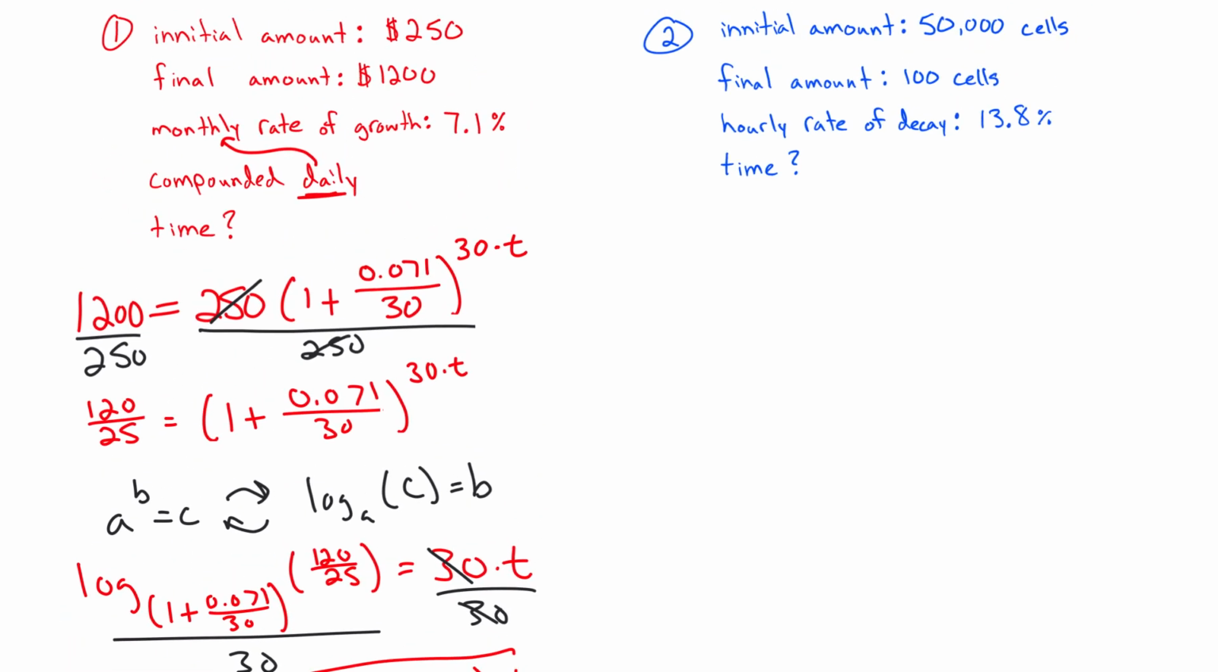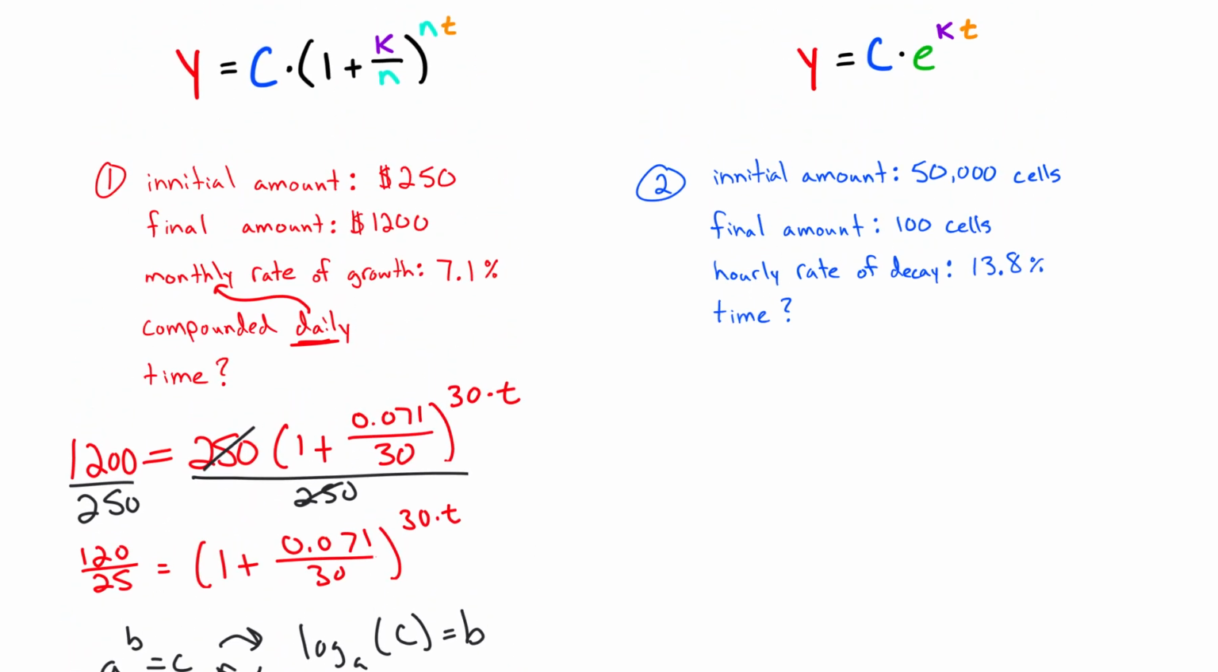Problem number 2 is slightly different. I will tell you right now, continuous growth problems are so much easier. You're still going to do the same math, but because the inside parentheses bit doesn't exist for this problem, the 1 plus k over n is just now going to be an e. That'll make this a whole lot simpler.